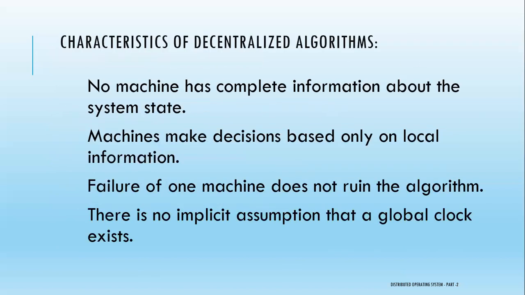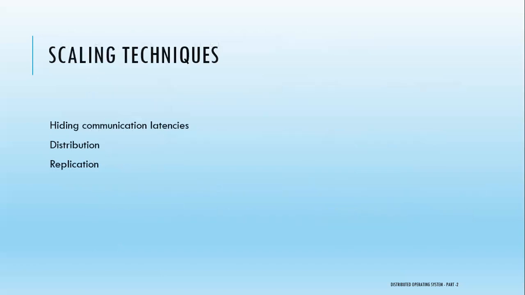Characteristics of decentralized algorithms: no machine has complete information about the system state. Machines make decisions based only on local information. Failure of one machine does not ruin the algorithm. There is no implicit assumption that a global clock exists. Scaling techniques: hiding communication latency, distribution, and replication.